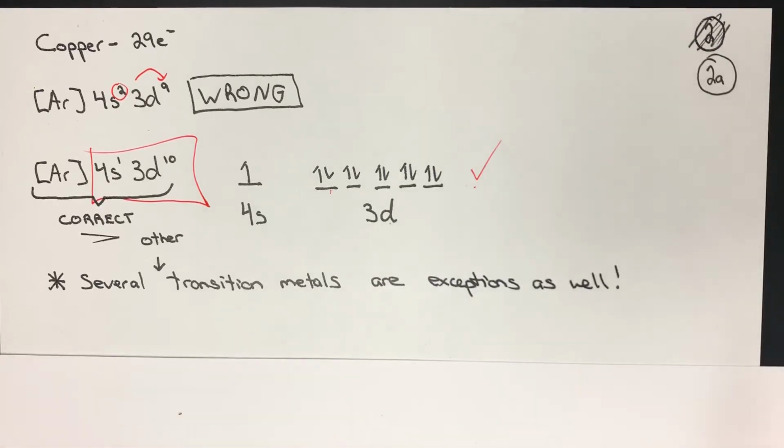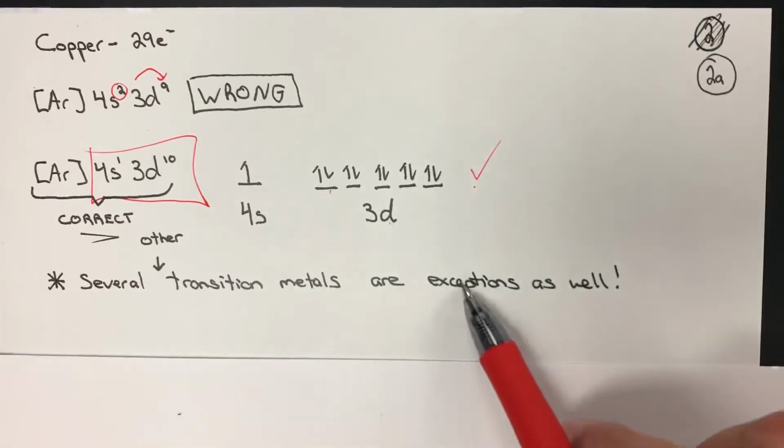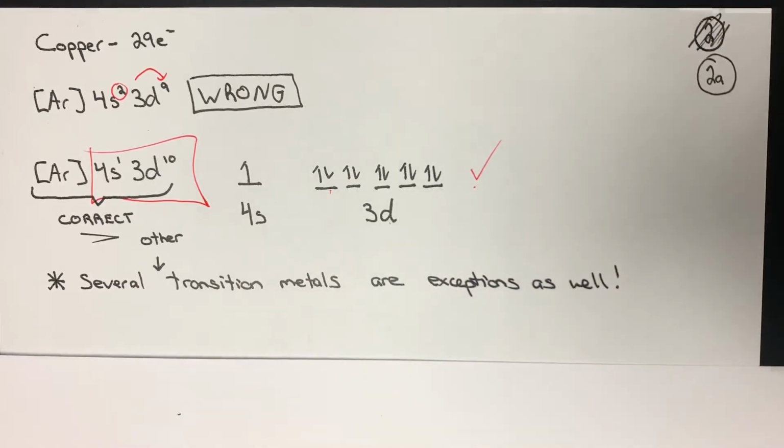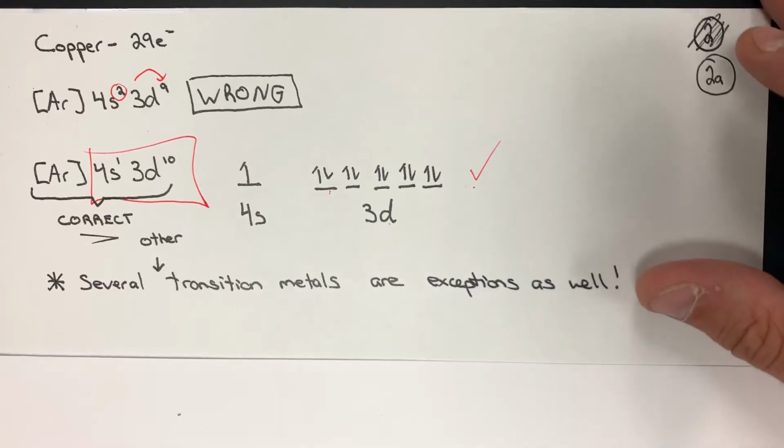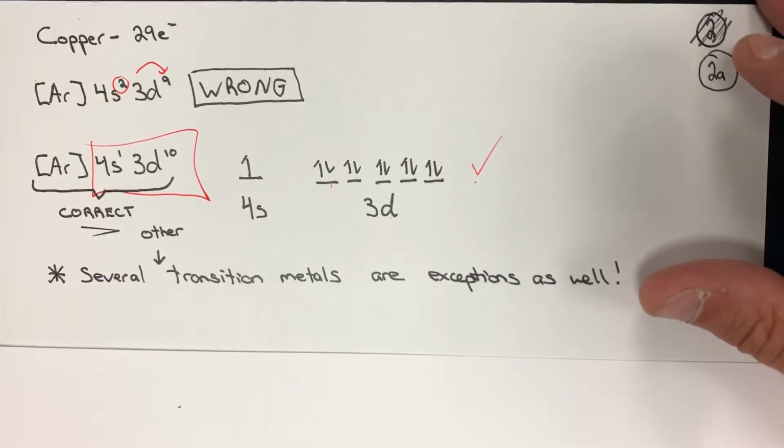Bottom line is, if you want to commit chromium and copper to memory, that's great. There are a lot of exceptions among the transition metals. Why those exceptions exist, again, there is some debate there. So just realize that they exist. Be familiar. I'm not going to hold you super accountable on these things. That being said, most of our transition metal electron configurations are pretty straightforward.